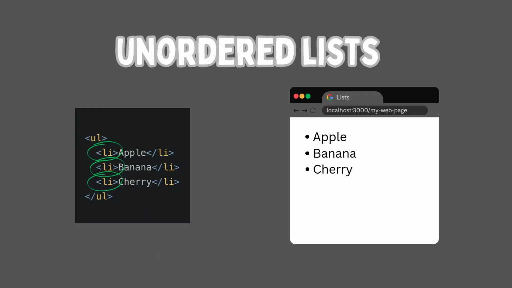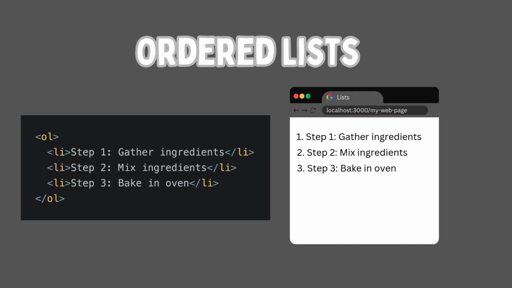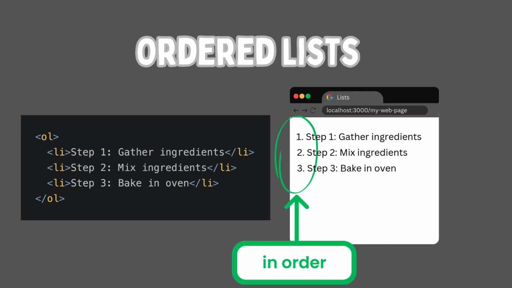See how each item is listed with a bullet? This is great for lists where order doesn't matter, like ingredients in a recipe or a list of features. Next, we have ordered lists. Ordered lists display items in a specific order with numbers automatically added to each item. This is perfect for step-by-step instructions or ranked items.